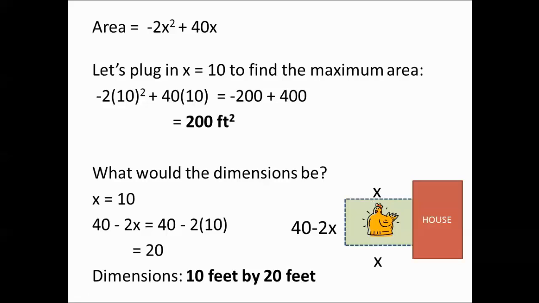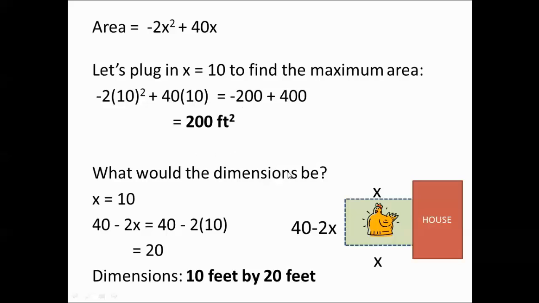We have a couple of ways to find the actual maximum area. We can plug in to our area function, negative 2 times 10 squared plus 40 times 10, and we get 200 feet squared. That's our maximum area. Another way of finding our maximum area is by plugging in to find our dimensions. One dimension was 10. The other dimension was 40 minus 2 times 10, or 20. So the dimensions of our enclosed space is 10 feet by 20 feet. And there you can also see that if we multiplied our dimensions together to find the area of that rectangle, we would in fact get 200 feet squared.